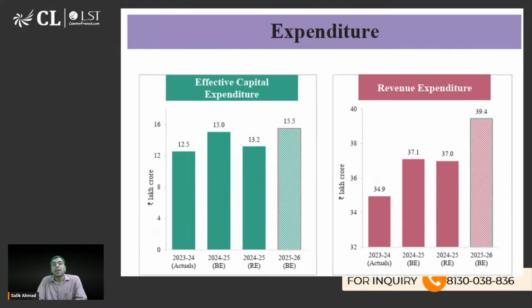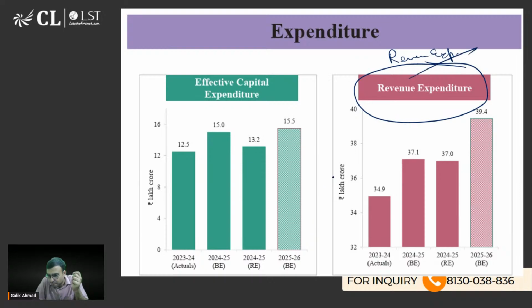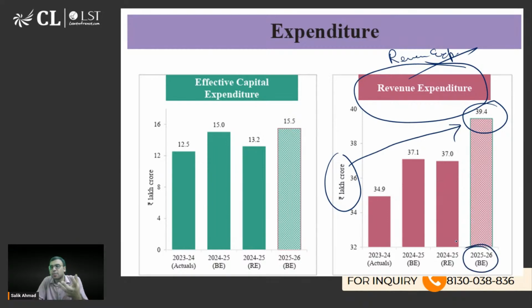Okay, अब revenue account से expenditure कितना होगा? So here is the expenditure from revenue side, revenue expenditure from the revenue account. So it is believed that it is 39.4 lakh crore. The government will spend from this revenue account 39.4 lakh crore in the next fiscal year, that is 2025-2026, starting from 1st April 2025 ending on 31st March 2026. So I hope it is clear.